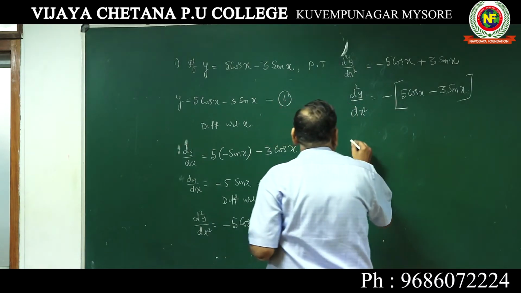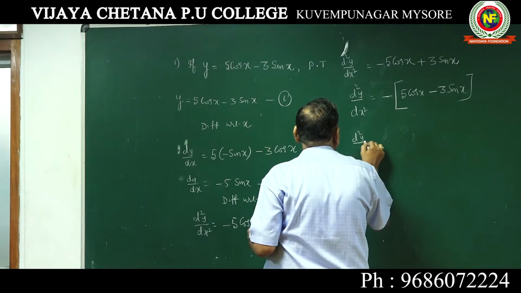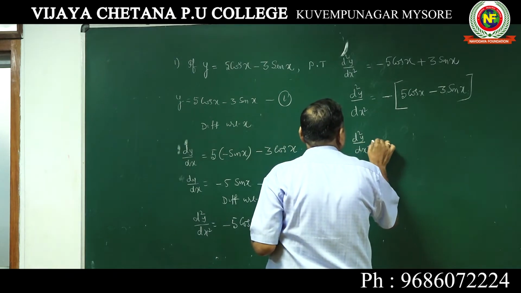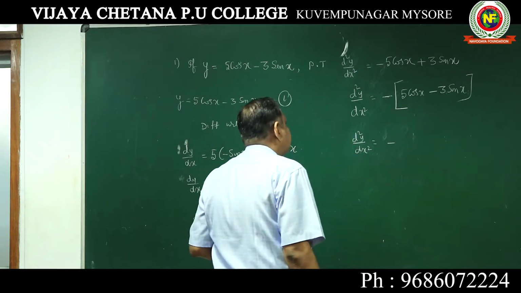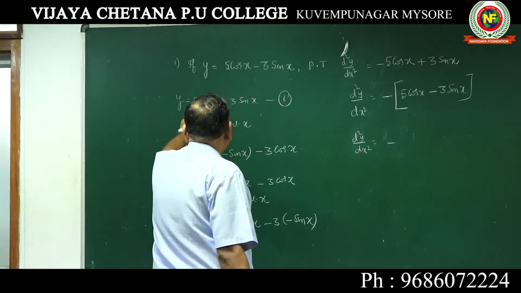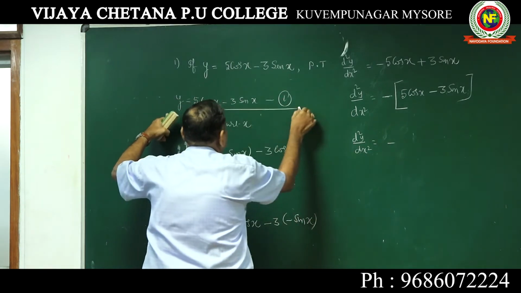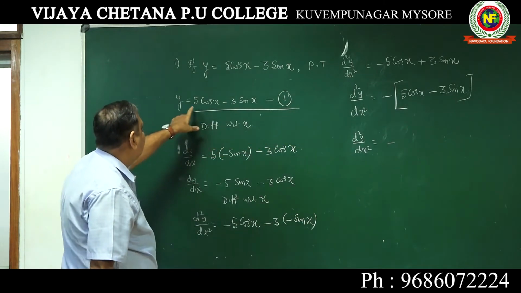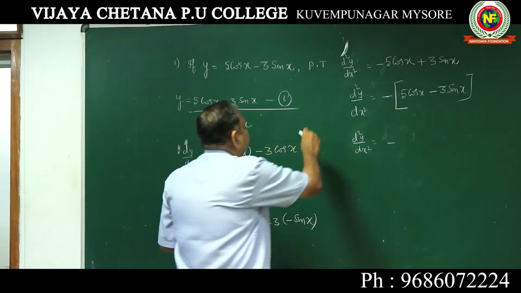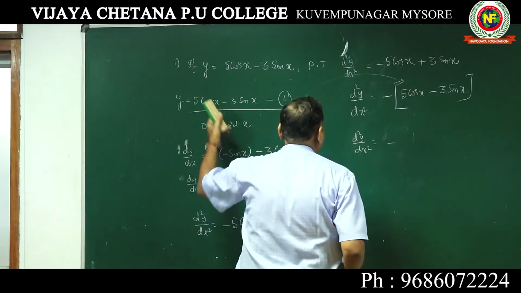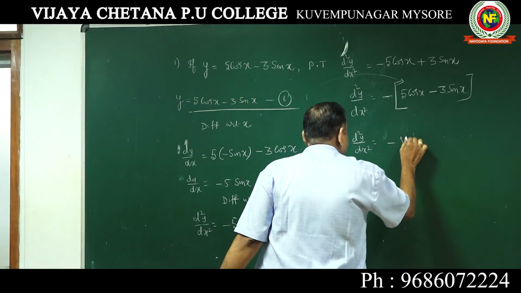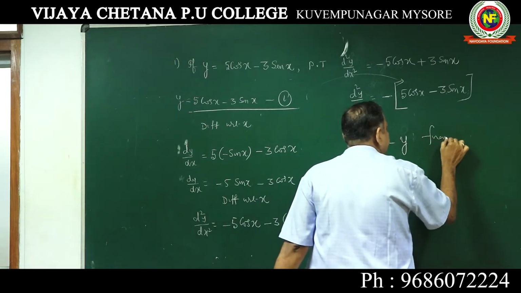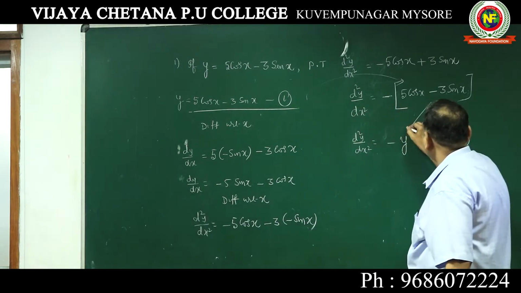Now d square y over dx square is equal to minus of 5 cos x minus 3 sin x. What is 5 cos x minus 3 sin x from 1? It is y. See, 5 cos x minus 3 sin x is y from 1. So this is nothing but y, so minus y from 1. You should write from 1 because the whole thing is y.